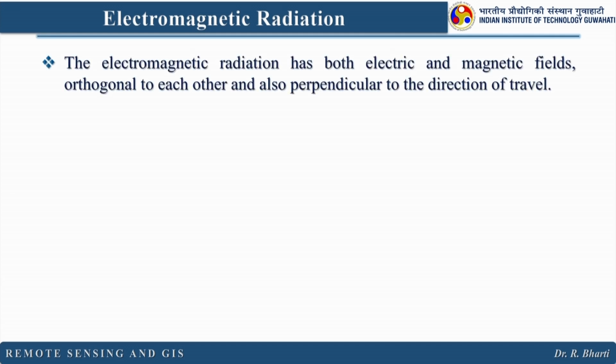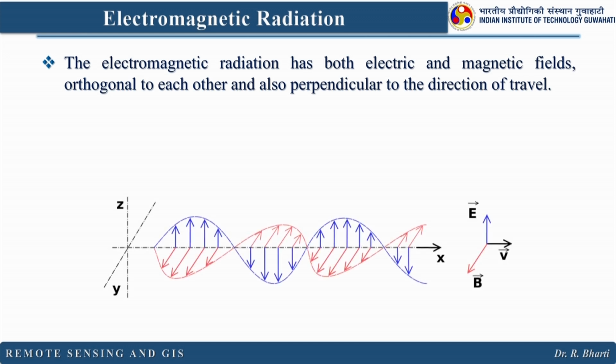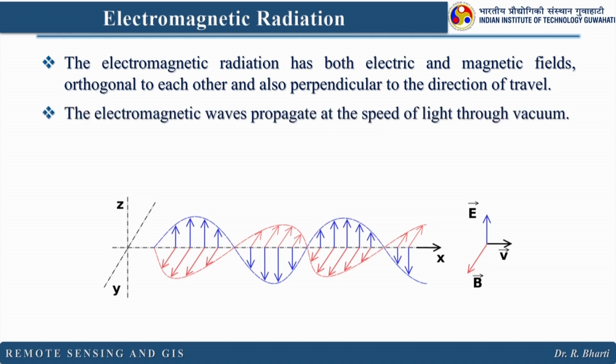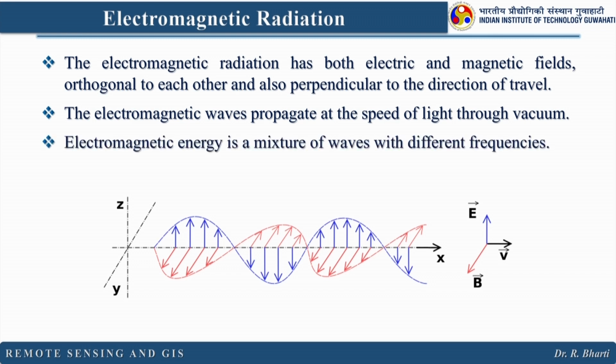Electromagnetic radiation has both electric and magnetic fields orthogonal to each other and also perpendicular to the direction of travel. And here you can visualize this. So it has two different directions which are perpendicular to each other, and then electromagnetic waves propagate at the speed of light through vacuum, because this is important. If there is a change in the velocity, then again everything will change, all the calculations will change.